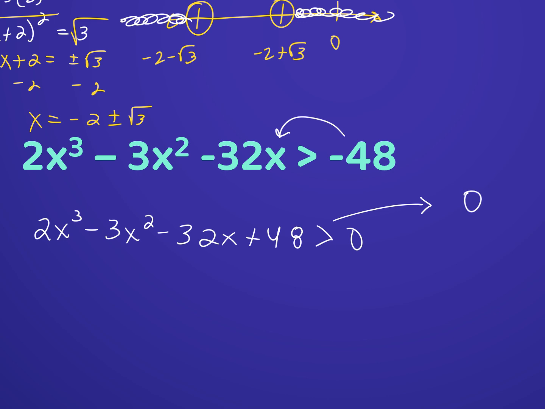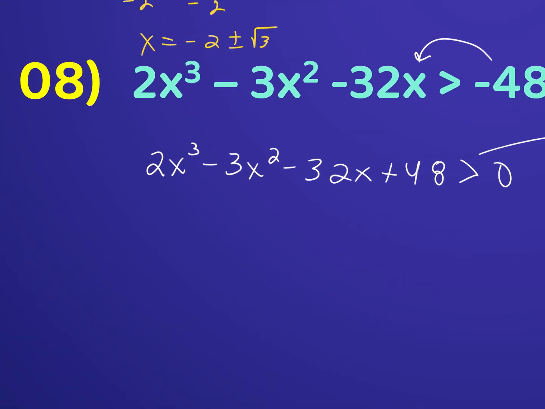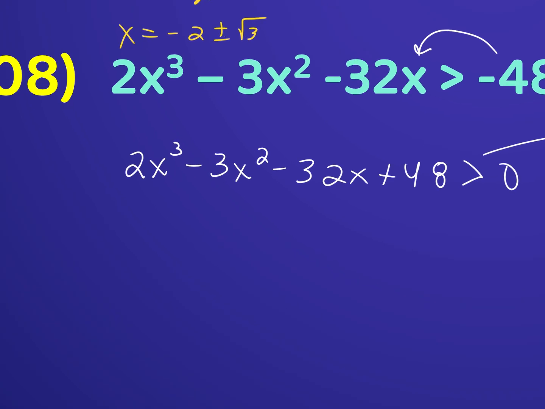Open. And when we have open circles, what do we use? Parentheses or brackets? Parentheses. And we're actually going to have to test values here because you have more than 2 points. So when we have 4 terms, guys, how do we factor? We factor by grouping, okay? So the first 2 and the second 2.